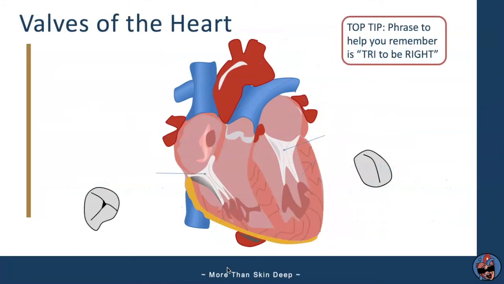Your heart has structures called valves that ensure that blood only flows in one direction. You have 2 valves between your atria and your ventricles called your atrioventricular valves. Your right atrioventricular valve is your tricuspid valve, and your left atrioventricular valve is your mitral valve.